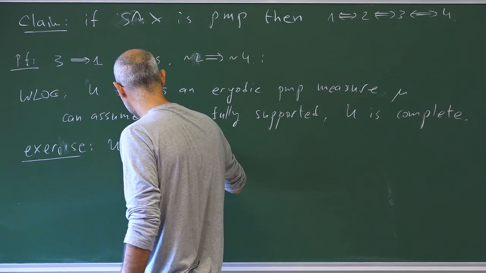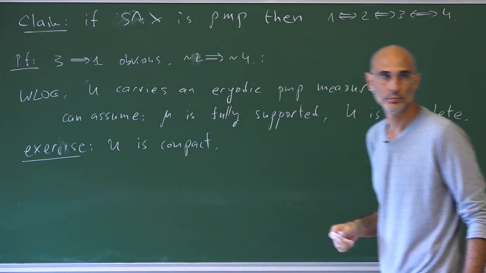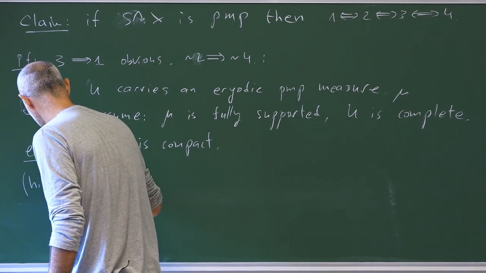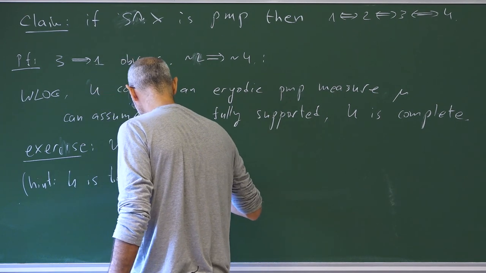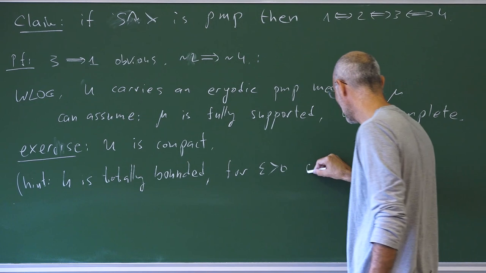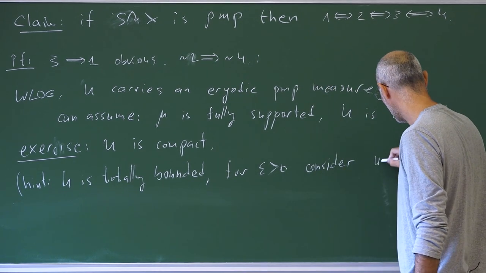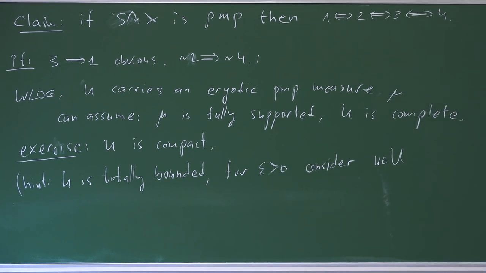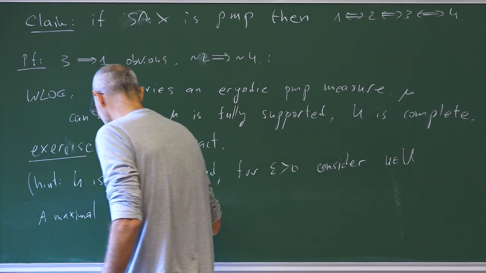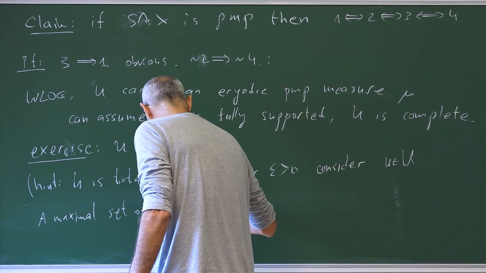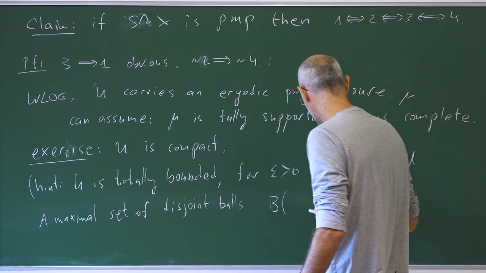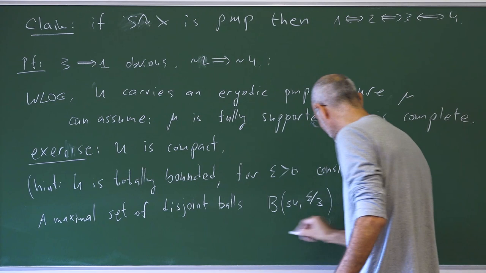I claim that then u is compact. Why is u compact? Hint: show that it is totally bounded. Given epsilon, maybe I'll choose a point u in U, and I will consider a maximal set of disjoint balls of the form su, I think in my notes I wrote epsilon over 3 here.